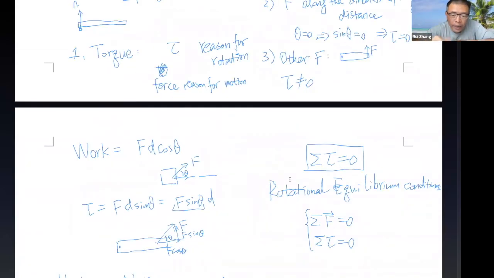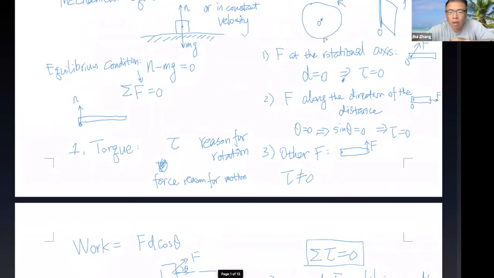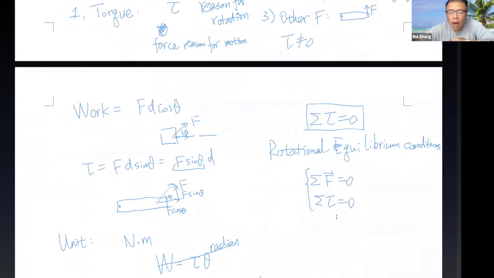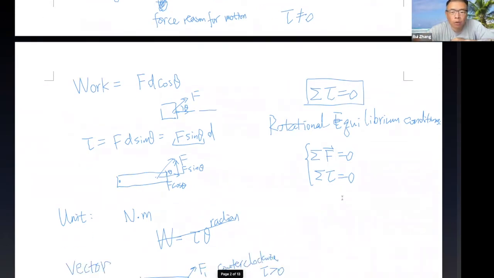So for rotational equilibrium, we have two conditions. First of all, the total force has to be 0. That's the same condition we had in chapter 4. This makes sure that the object does not move as a whole. Secondly, the total torque has to be 0 as well. This makes sure that even though the object does not move as a whole, it won't rotate around one part of it, like a door rotating around the hinge, or a wheel rotating around its axis. If the total torque on the object is 0, the object won't rotate. So these are the two conditions for rotational equilibrium.